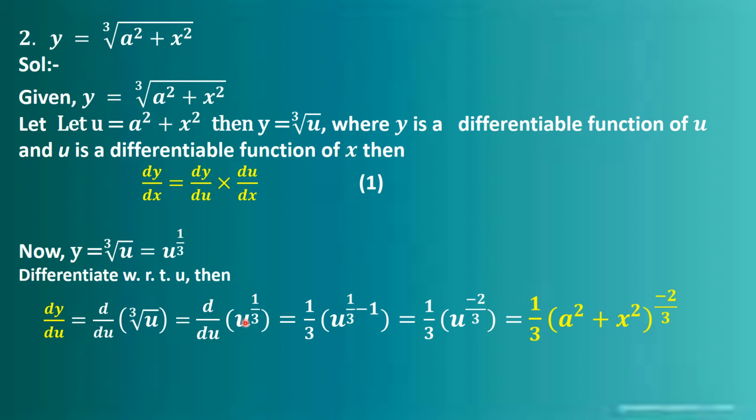That is like x raised to n, so it will be n into x raised to n minus 1, but here it is u. So we will write 1 upon 3 into u raised to 1 upon 3 minus 1, the n into u raised to n minus 1 form. So 1 upon 3 into u raised to, on simplification, minus 2 upon 3, which is equal to 1 upon 3, and we will resubstitute u, that is a square plus x square whole raised to minus 2 upon 3.